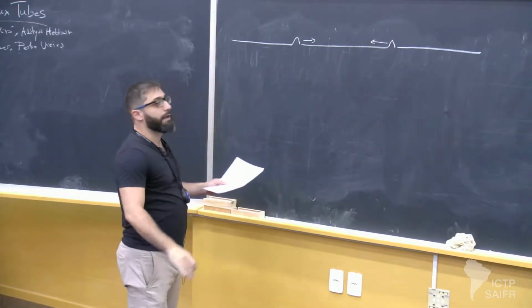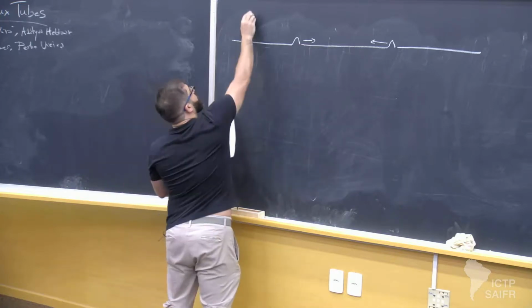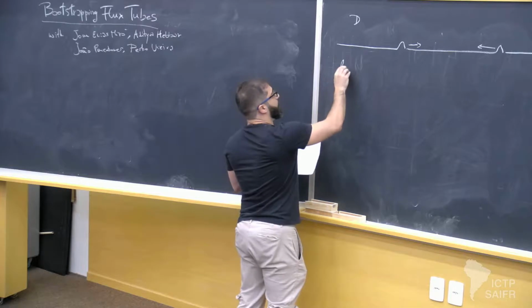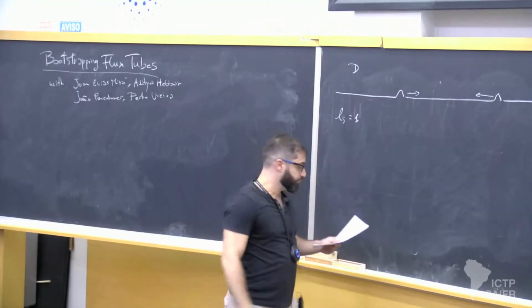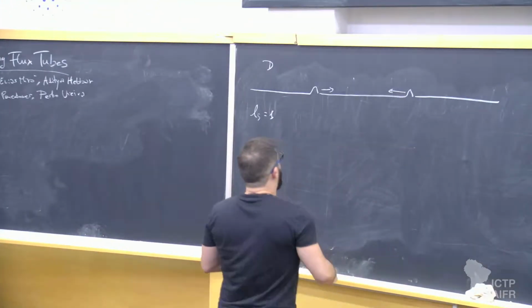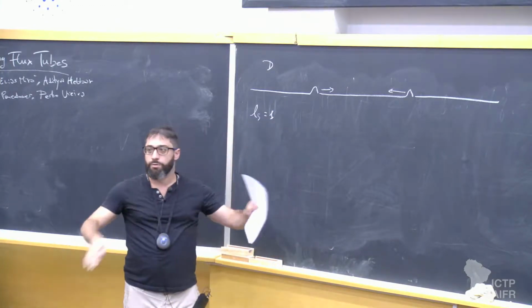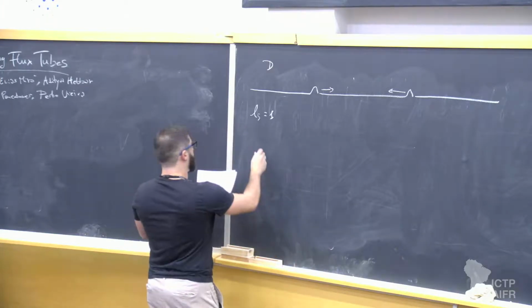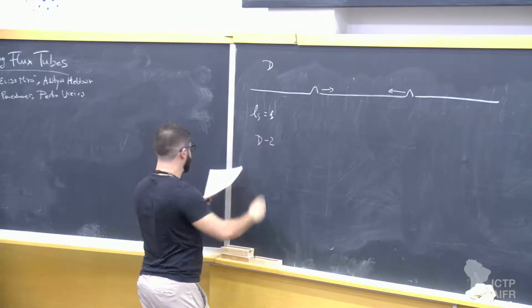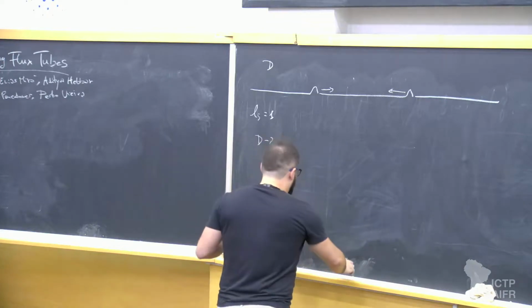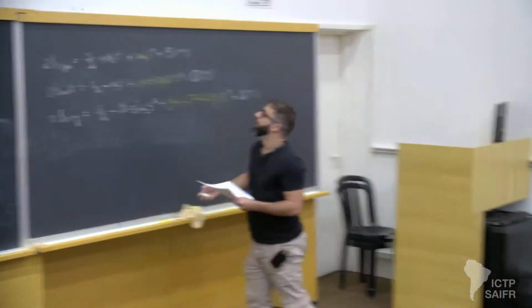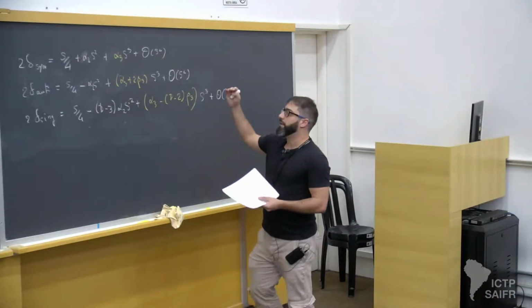We'll imagine that the target space is d-dimensional, and we will work in units where the string length is equal to 1. So in d dimensions, if you have this worksheet, there are d minus 2 Goldstone bosons, which are the transverse directions. And the scattering amplitudes, as Victor will explain, can be parameterized in the following way.